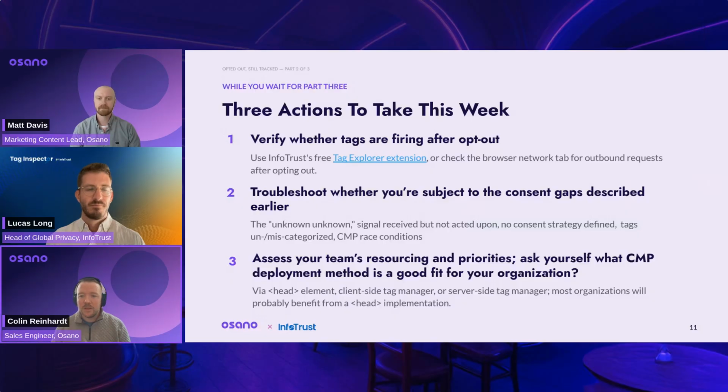So understanding who is going to be involved in this process and determining the overall priorities is a really great step. And then asking yourself and understanding how you need to or would like to deploy a CMP like Osano and what fits the structure and build of your website best.